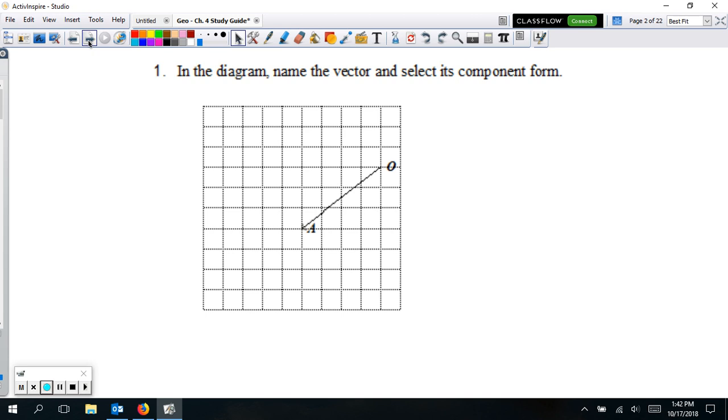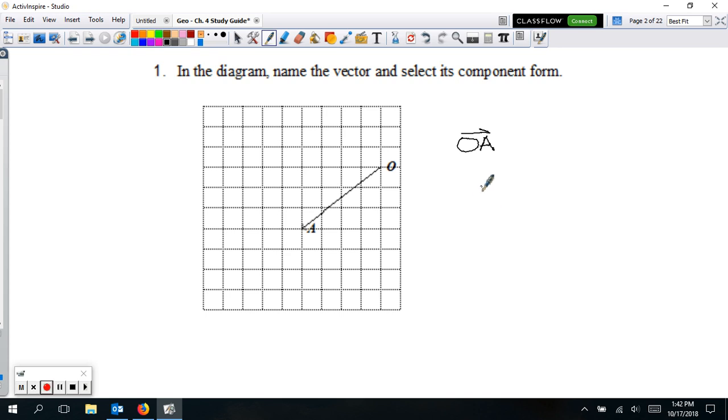We have in the diagram, name the vector and select its component form. The arrow of the vector is here on A. To name the vector, we name it with the O first and then the A. As it goes from O to A, we name this vector OA, and we put a little arrow up there on the top.